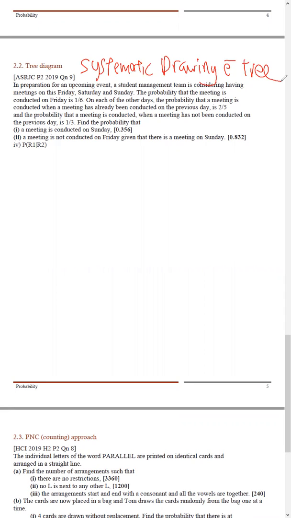So for example, in this case, this is a meeting question. In the preparation of an upcoming event, a student management is considering having a meeting on Friday, Saturday, Sunday. The probability that the meeting is conducted on Friday is 1/6. On the other days, the probability that the meeting is conducted when the meeting has already been conducted on the previous day is 2/5. And the probability that it is conducted when the meeting has not been conducted on the previous day is 1/3.